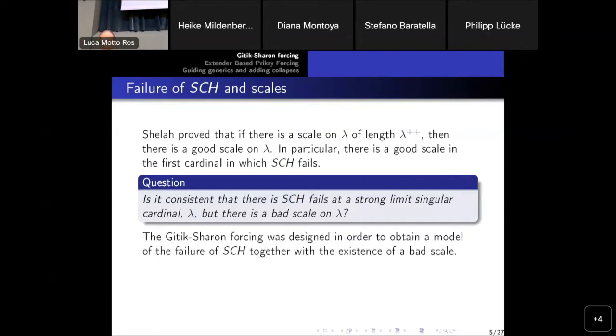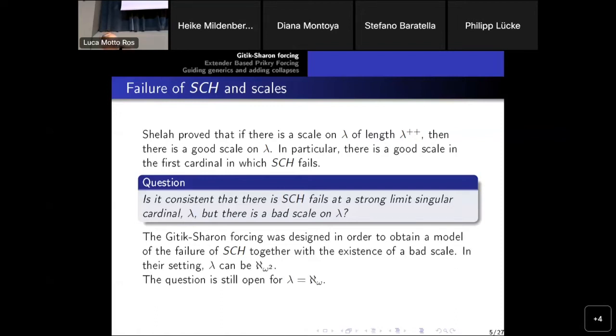This question was answered by Gitik and Sharon, in Sharon's PhD thesis, I think. They constructed a forcing in order to get such a model. What I'm going to do in the first part of this talk is to describe this forcing from the iterated ultrapower point of view, and to see why this point of view gives us the preservation of the bad scale in a quite natural way.